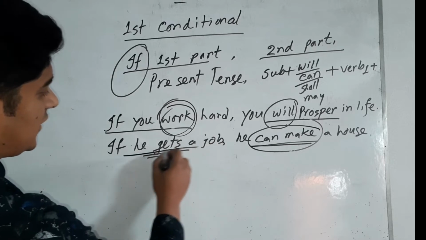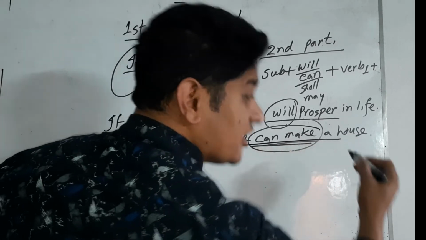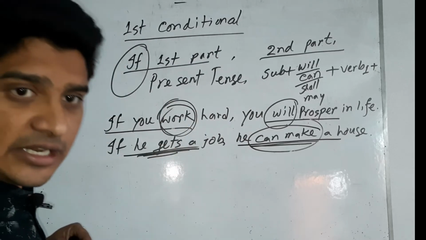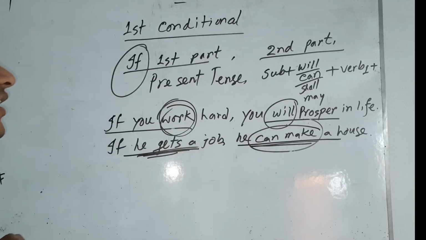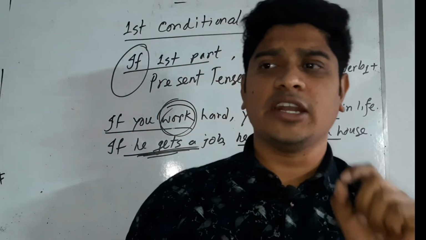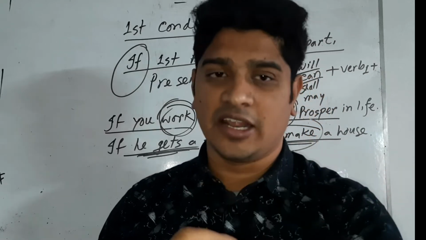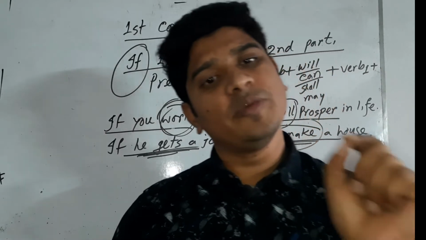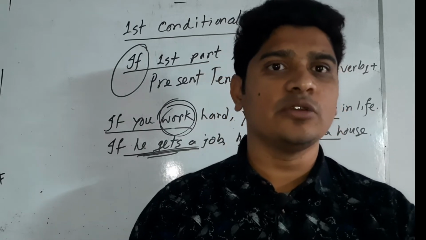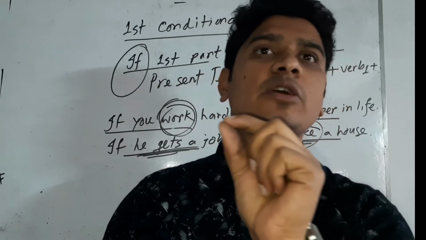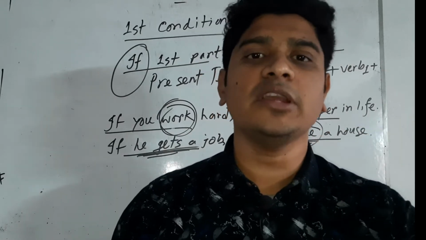You have to check the present indefinite tense in the first part, and the second part is future indefinite tense, with shall, will or can. You always know that after I there will be shall, after we there will be shall, but after he, she, it, they, there will be will, and after every person there can be will.